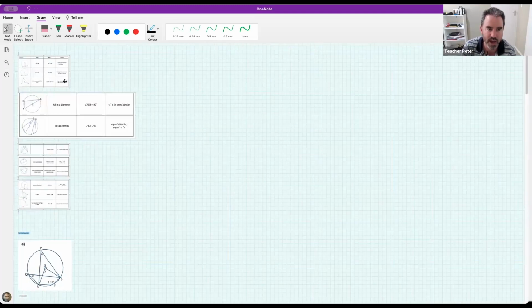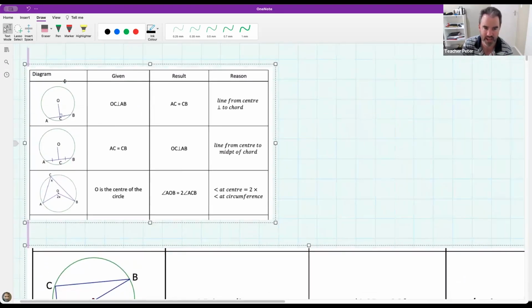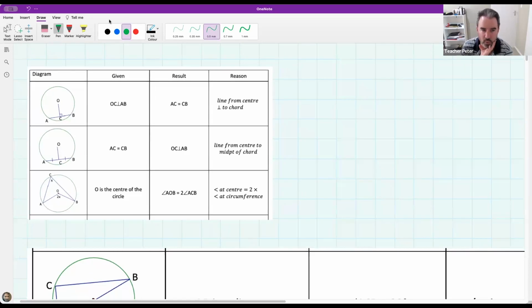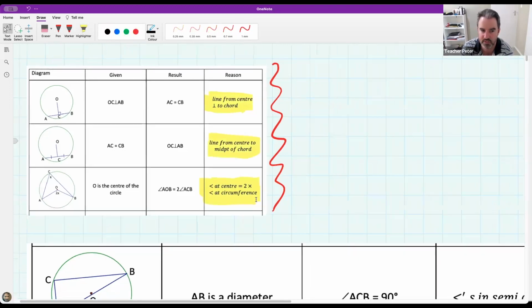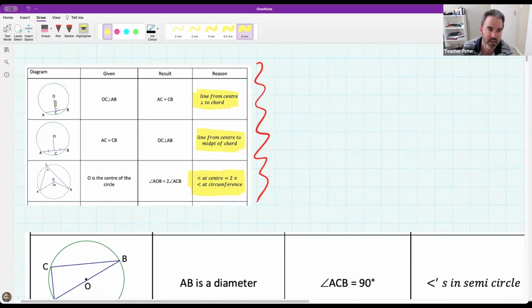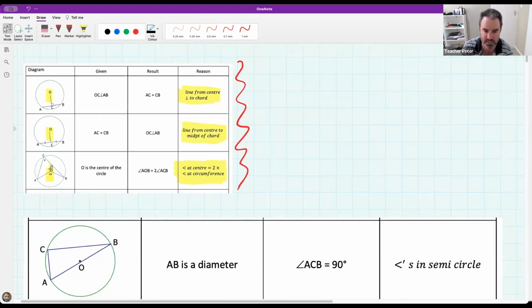I just want to zoom out and go back through memory lane. If you think about week 1 with circle geometry, we did all the theorems that deal with the circle and the center of a circle. So the line from the center perpendicular to a chord, a line from the center to the midpoint of a chord, and then the really important one: the angle at the center is twice the angle at the circumference. Those all had the center of a circle involved in the theorems, and that's why I grouped them together.